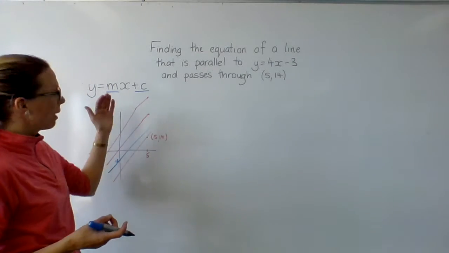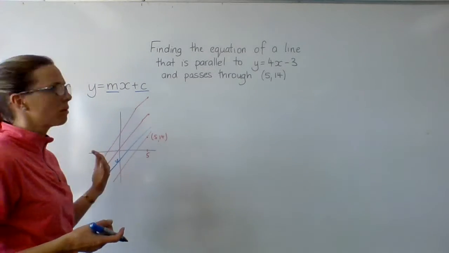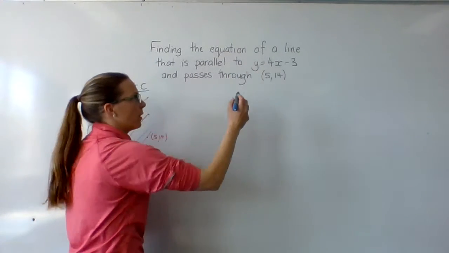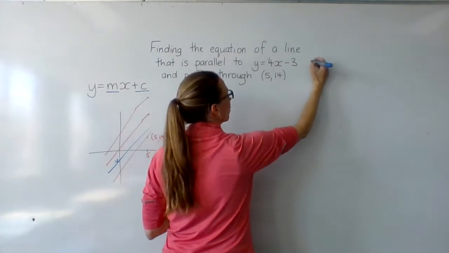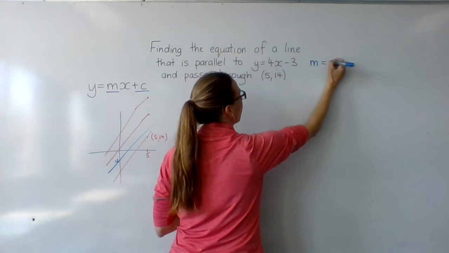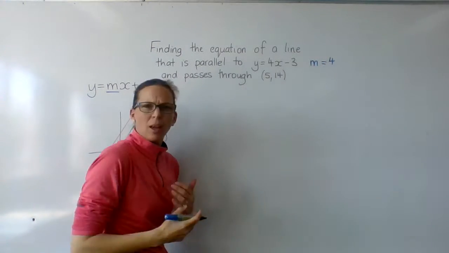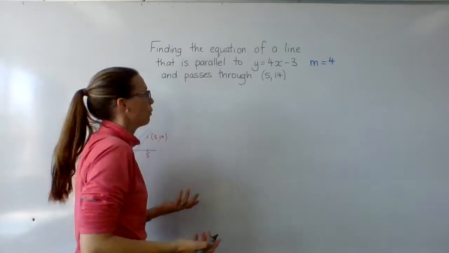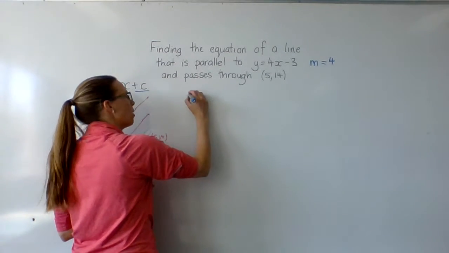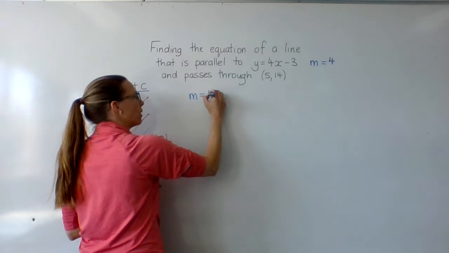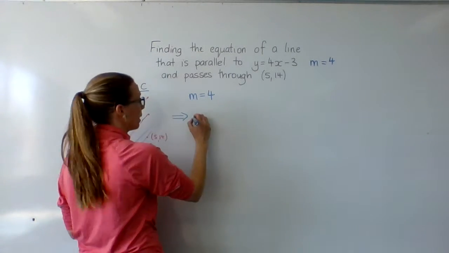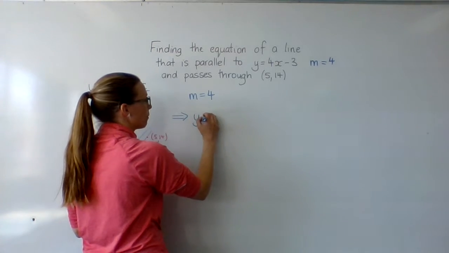We know that my imaginary red line or mystery red line is parallel to this. Now, this equation has a gradient of 4. Any other line that's parallel to it must also have a gradient of 4. So I know that my gradient is 4, which means I can write my equation using that information.